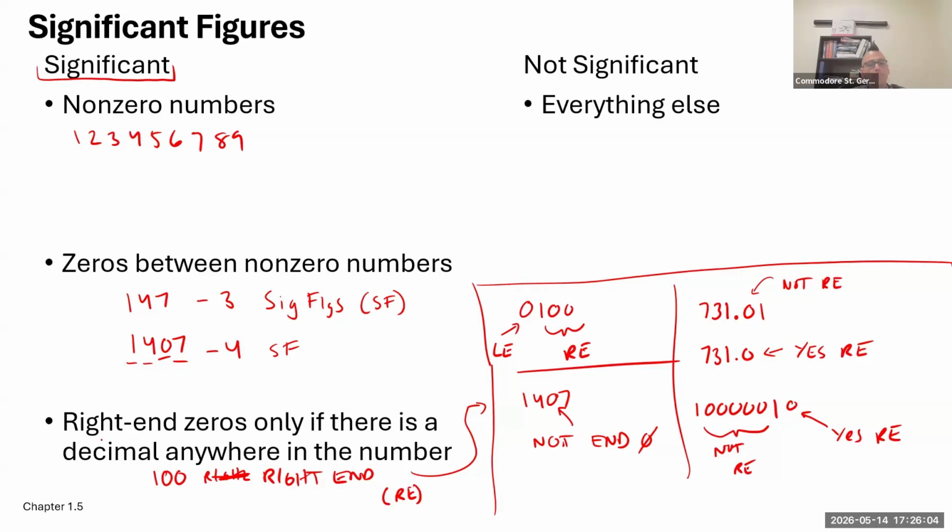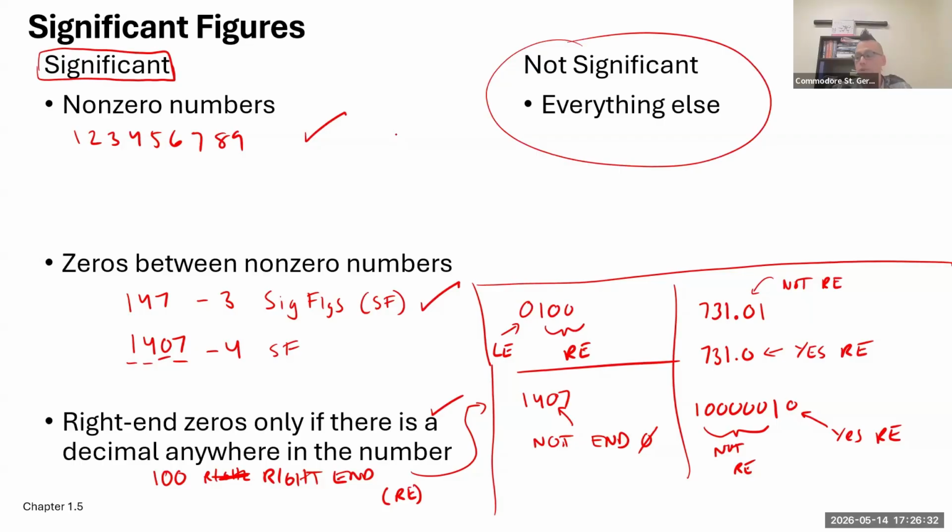Now, if you look here, it says the right end zeros are only significant if there is a decimal anywhere in the number, right? So there's three conditions: non-zeros, zeros between non-zeros, and right end zeros if there's a decimal anywhere in the number. Those are all significant. What's not significant is basically everything else. Now you can look through different chemistry books and people have different ways to explain this, but this is the way we're going to do it here. And it works. So let's keep it simple and do this.